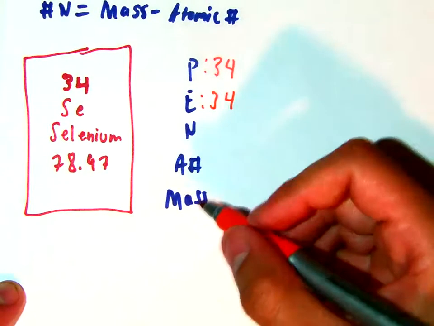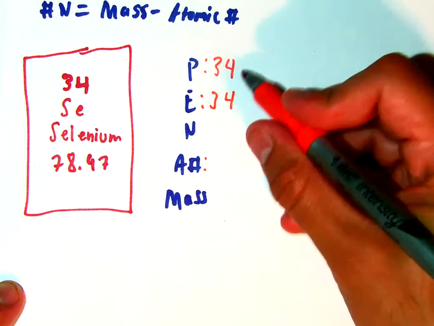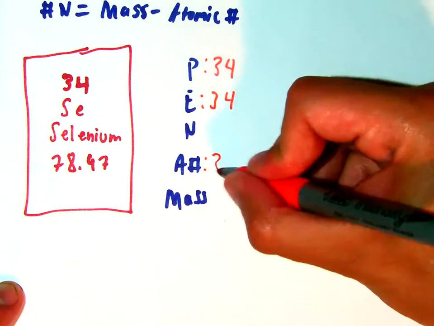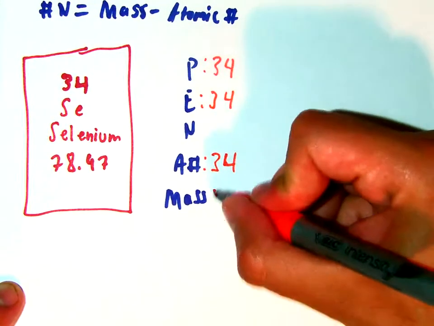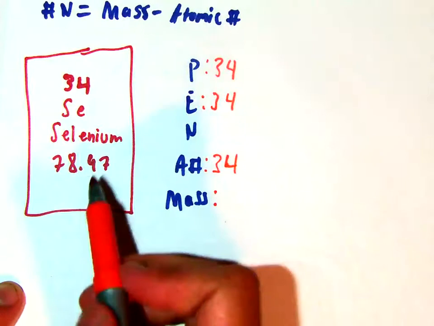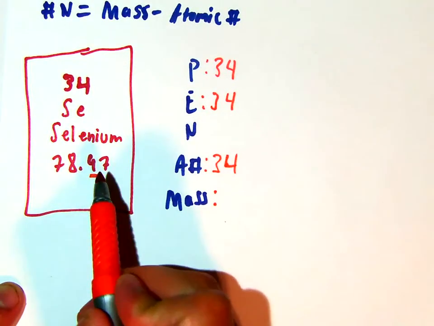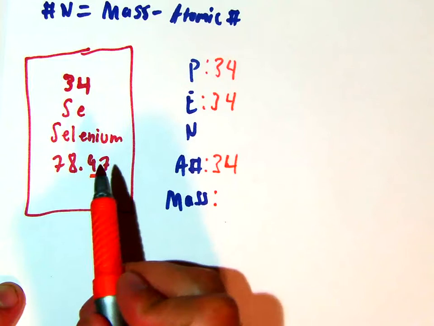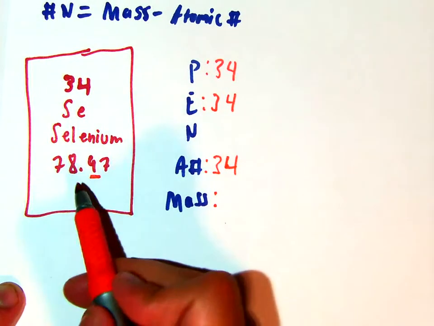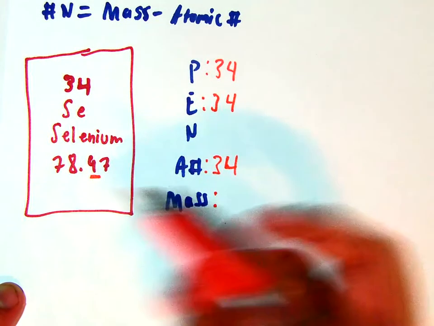That's also 34. Atomic number is the same thing as this, because it's always the top number, right? So 34. Mass is, well, if we round this, remember, 5 and above. If this decimal place is 5 and above, you round up. If it's below 5, then you round down. So because it's above 5, the 9 is going to round.